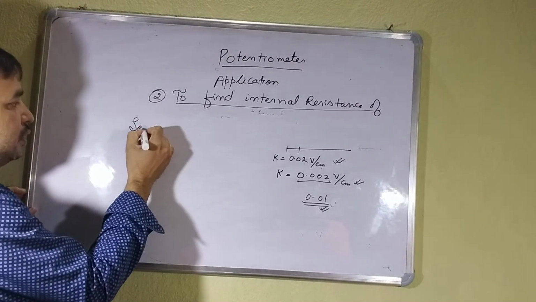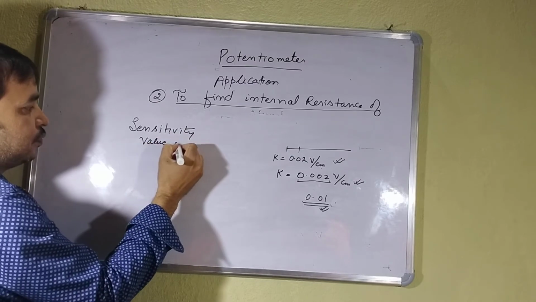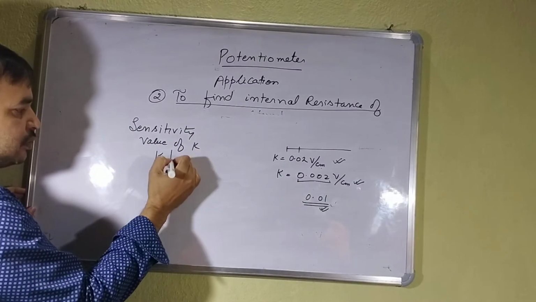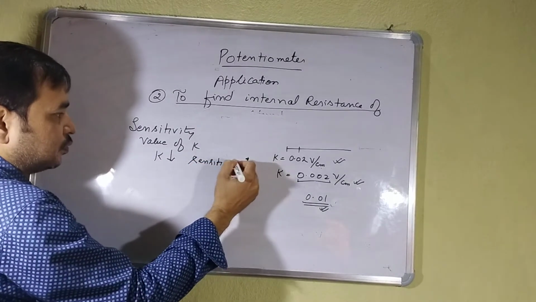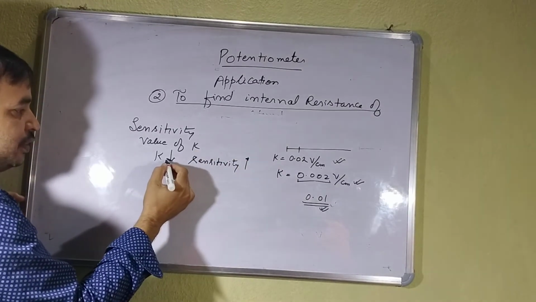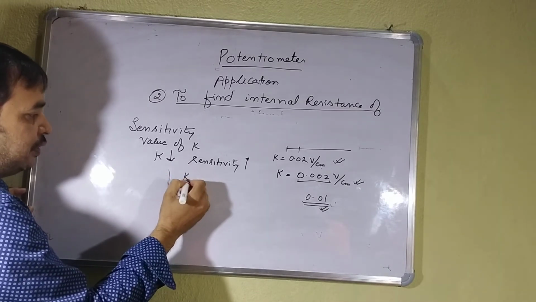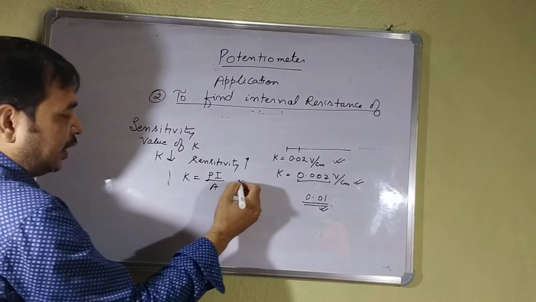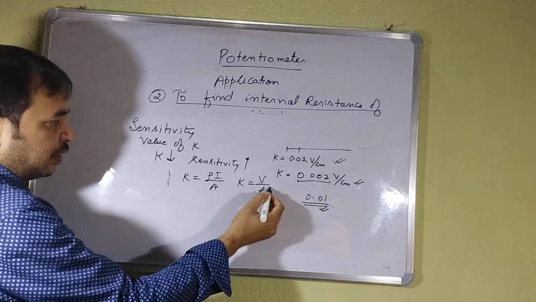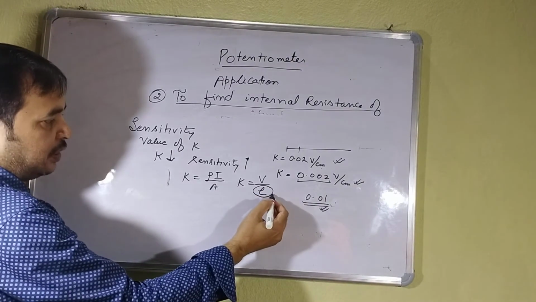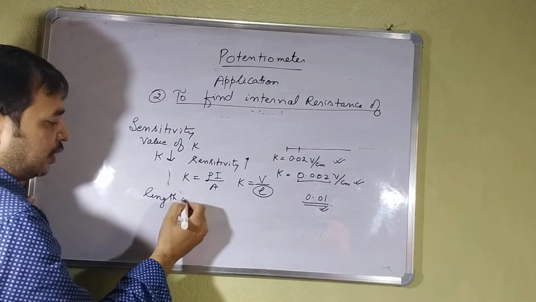Sensitivity is decided by the value of K. If K is less, then sensitivity will be more. Now you can see, K is less, sensitivity is more. Formula of K, two formulas we have discussed: rho I by A and V by L. This is the length of the potentiometer wire. So you can see we can increase the length of the potentiometer wire.